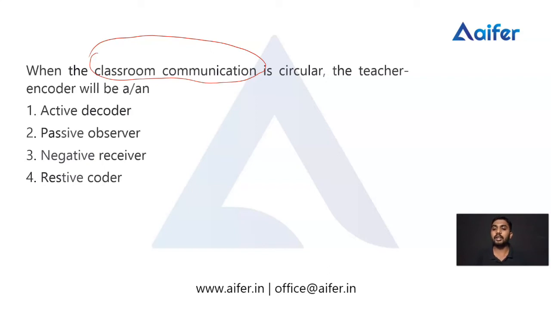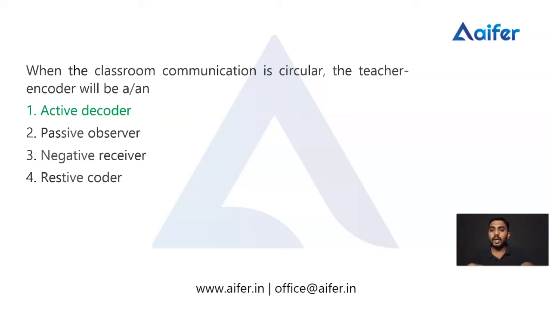First one, active decoder. Whether the teacher encoder will be an active decoder, or a passive observer, or a negative receiver, or a restive coder. We need to identify which one it is when the classroom communication is circular. So let's move to the answer. The answer is active decoder.